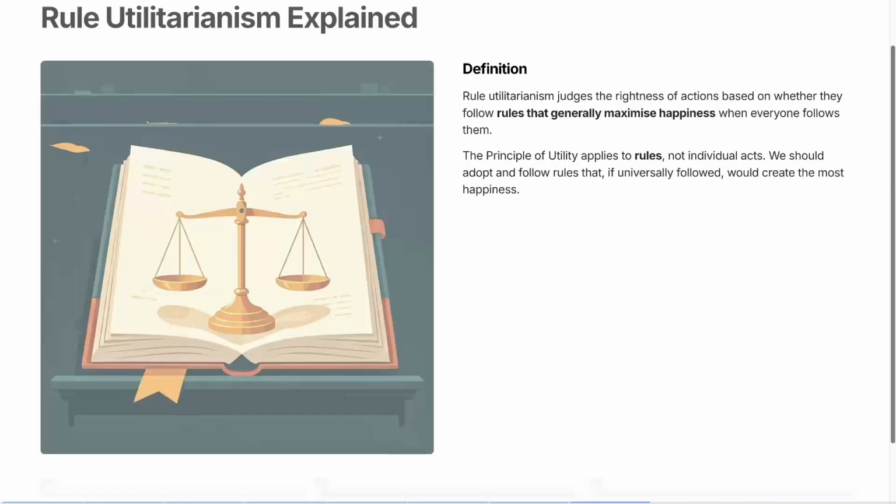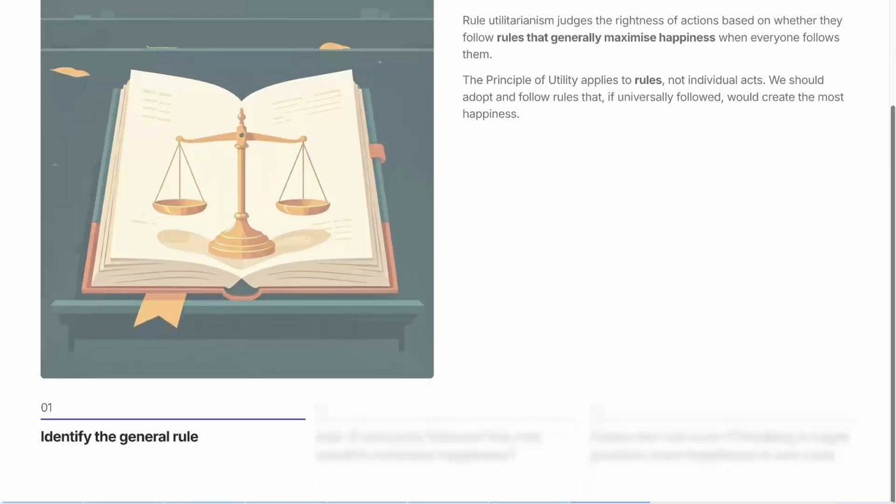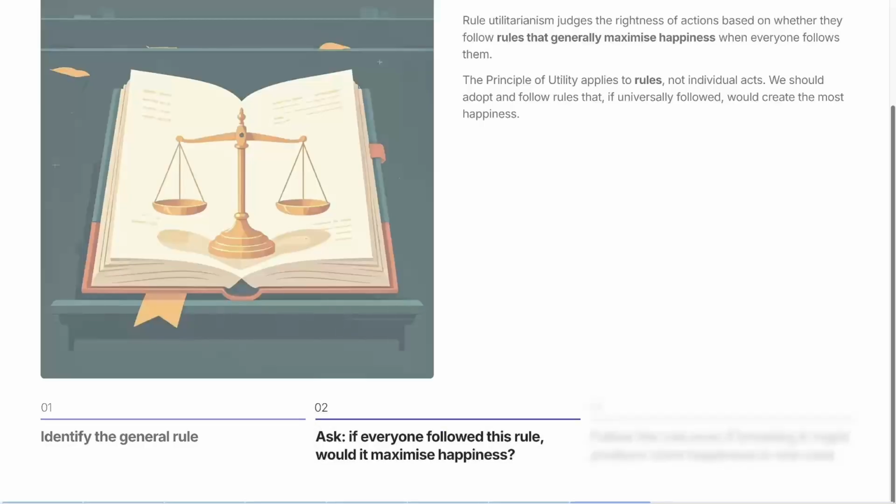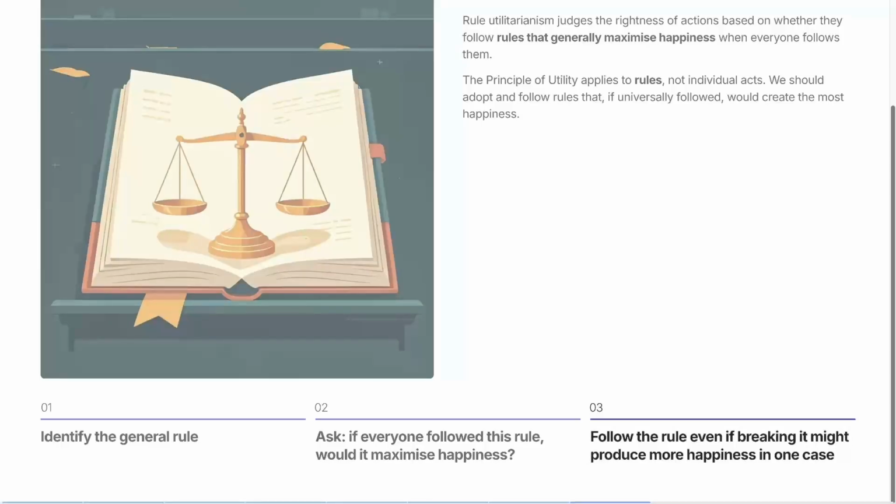Rule utilitarianism therefore tries to combine the utilitarian goal of maximizing happiness with the practical benefits of having reliable moral rules. The idea is that if everyone generally follows the rule that you've identified, would it maximize happiness? Yes, and it would make society more stable and overall happiness would increase. So if you follow the rule, even if breaking it might produce more happiness in one individual case, it could maximize happiness in society because it becomes more stable.